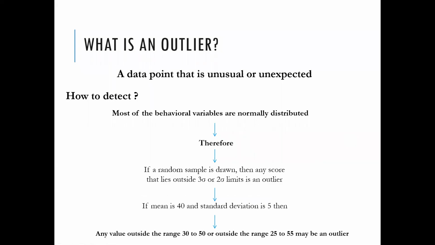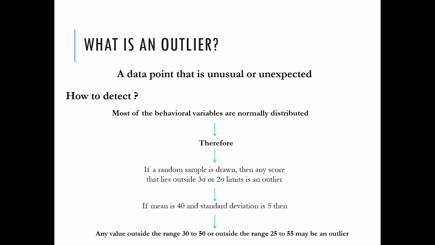So what exactly is an outlier? It's just a data point that is unusual or unexpected. And how do we detect that? So most of the behavioral variables are normally distributed. So therefore, if a random sample is drawn, then any score that lies outside of 3 or 2 standard deviations from the mean is considered an outlier.